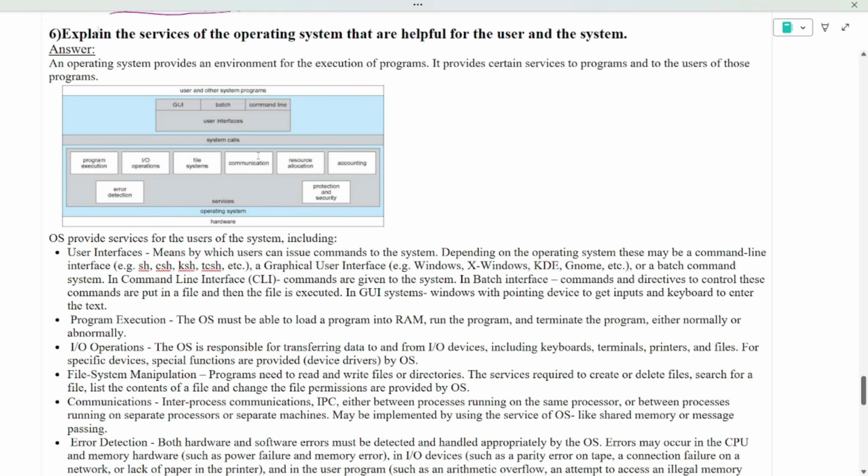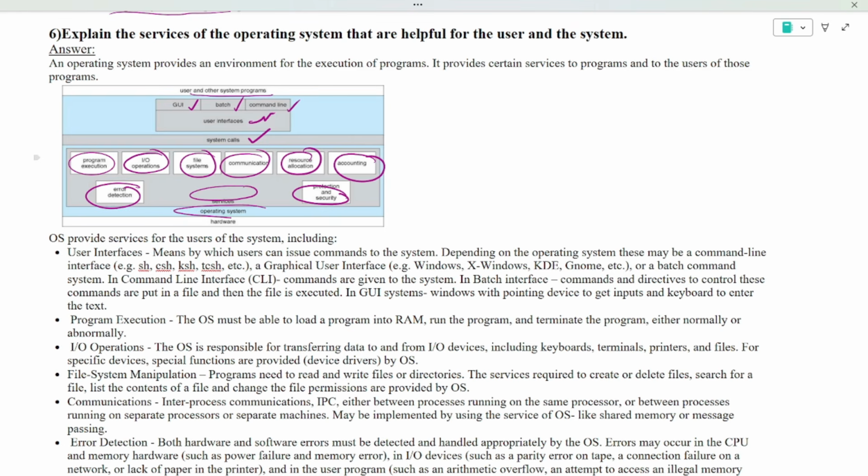Next is another repeated question, and every question paper will surely have it. Don't skip this question: what are the services provided by the operating system? You have users and other system programs. You have the GUI, the graphical user interface, batch, command line, user interface, and system calls. The services are program execution, input output operations, file system manipulation, communication, resource allocation, accounting, error detection, and protection and security, above the operating system hardware. Remember the first three, and then the user interface will be commonly connected.